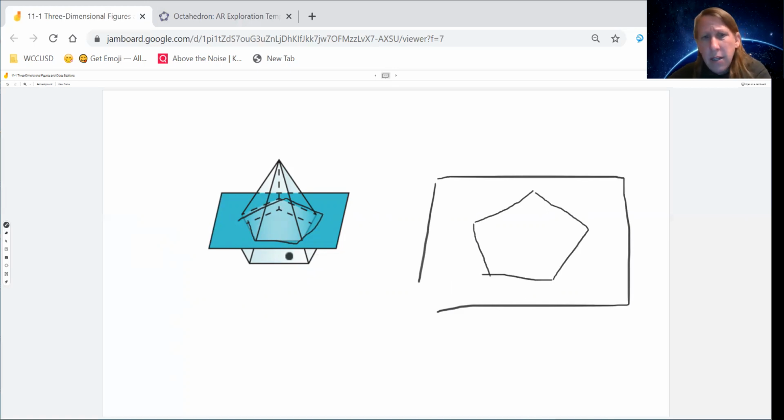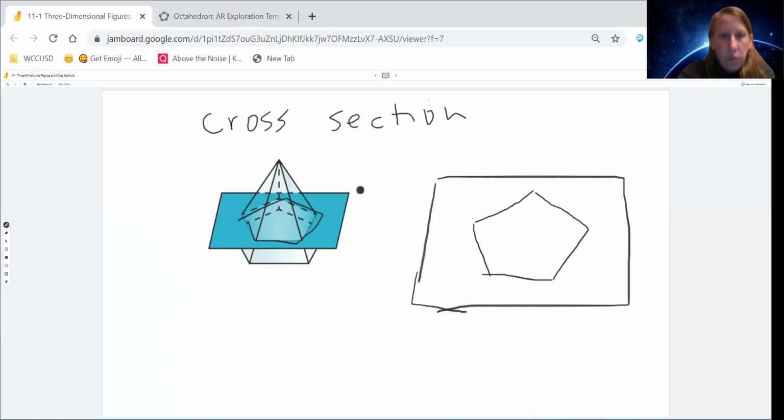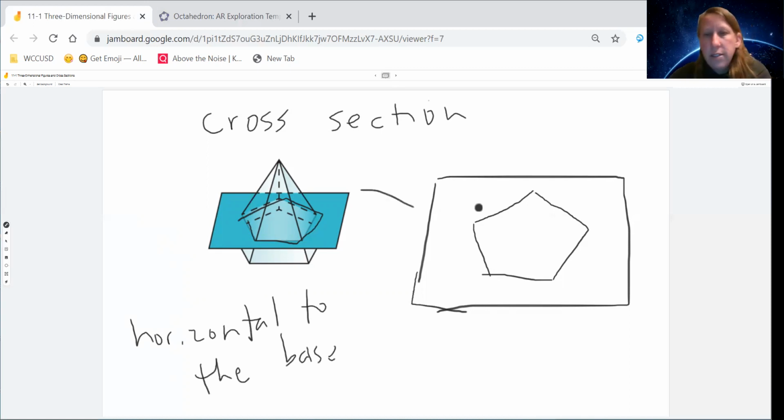But just because the base is a pentagon doesn't necessarily mean you're always going to get a pentagon. This happens to be a cross section that's parallel to the base. We could call it a horizontal cross section, horizontal to the base. And what you have is a similar shape to the base, but a different size. As it gets closer to the top, it gets smaller and smaller, right?